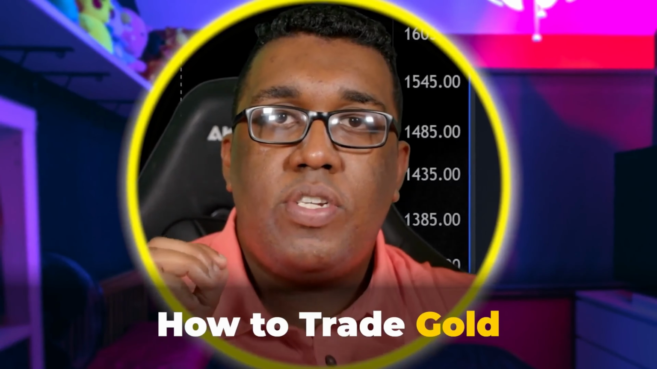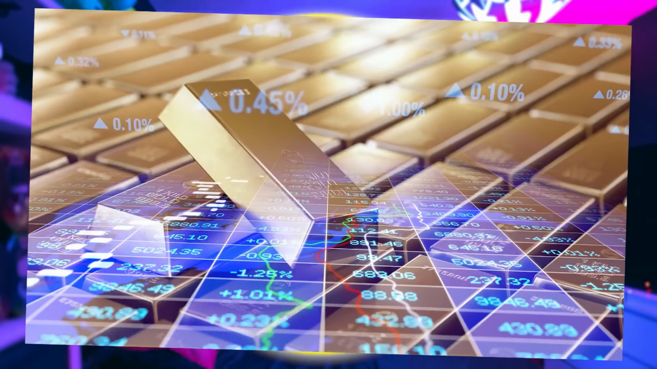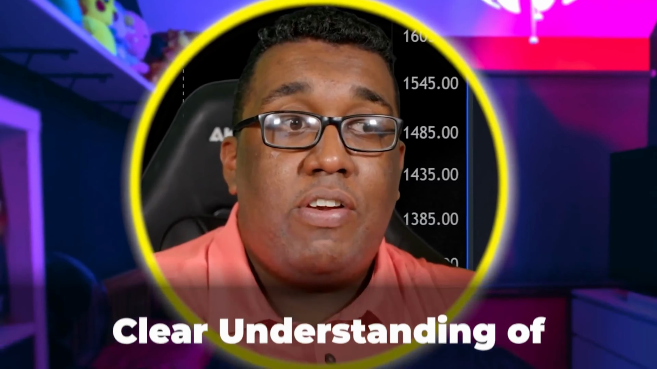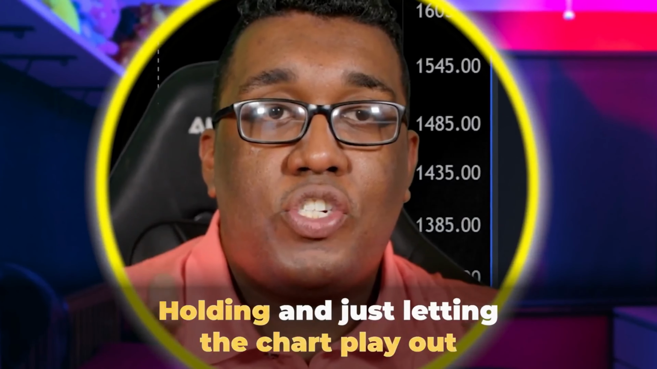Hey everyone, a lot of you guys have been asking me how to trade gold. So today I thought I would take some time to show you exactly how to trade gold for consistent profits. It's not as hard as you would think, but you just have to have a clear understanding of holding and just letting the chart play out.